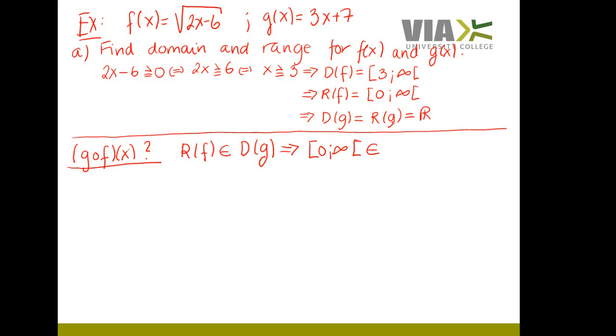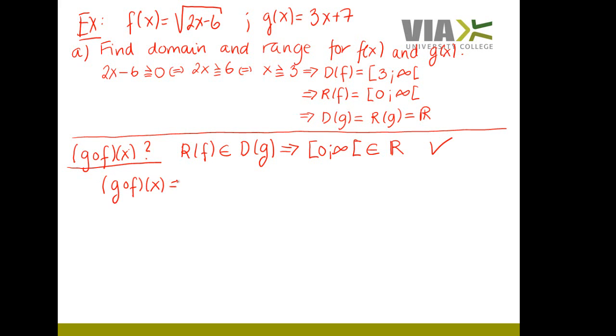The domain for g is equal to all real numbers. All positive numbers including 0 is a member of the all real numbers. So based on this we can say yes, we do have a composite function called g of f of x when we have these two initial functions given. So now the final thing is just to figure out what is the expression for g of f of x.